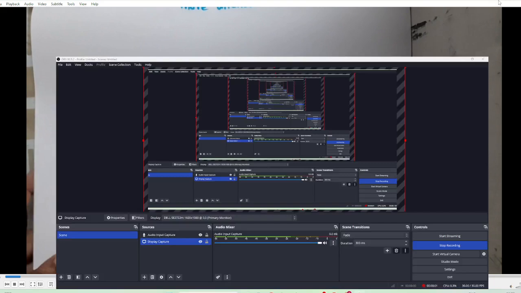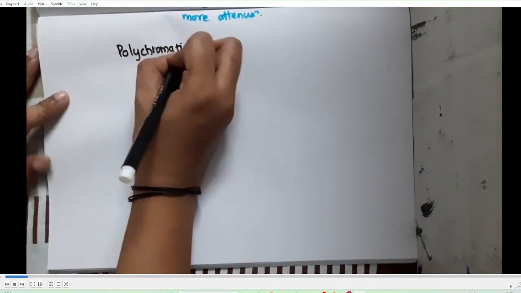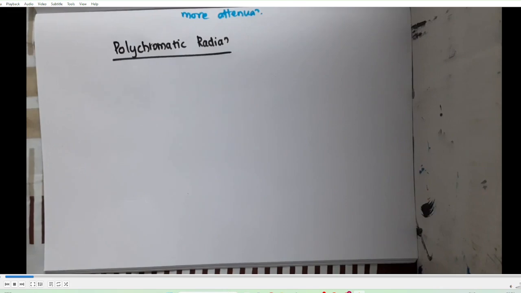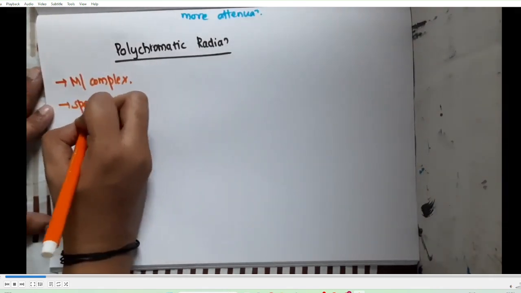Hello friends, let us now learn some important points about the polychromatic radiation. The attenuation of polychromatic radiation is more complex when compared to the monochromatic radiation.